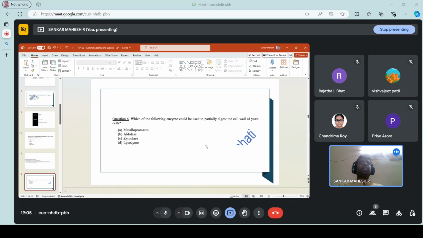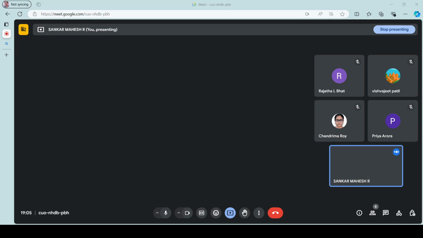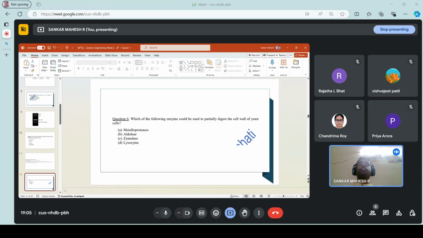We'll go to the next question. Which of the following enzymes could be used to partially digest the cell wall of yeast cells? Four options are given. So here we'll start with the wrong answers. If we can take a couple of minutes, and if anyone knows a particular answer is incorrect, you can justify why that answer is incorrect.